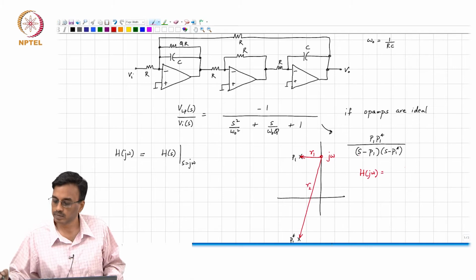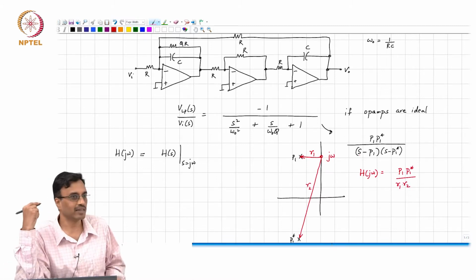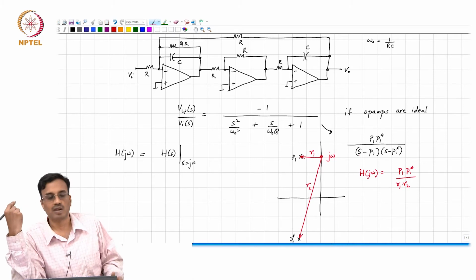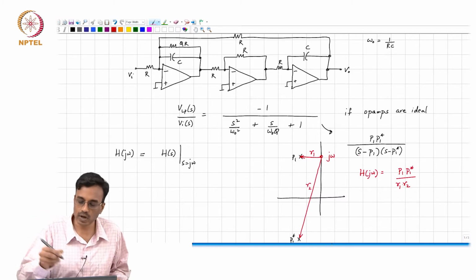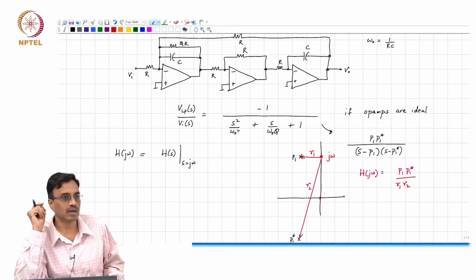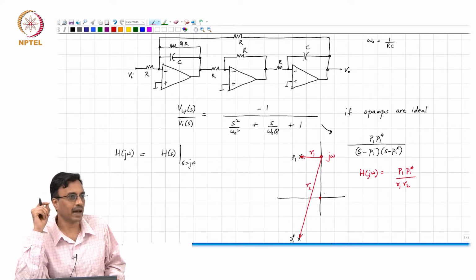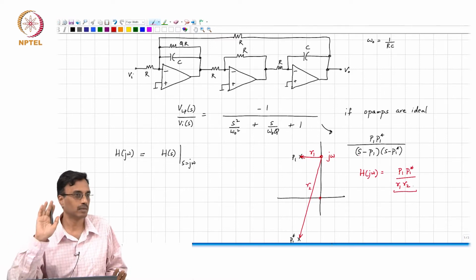simply mod P1 squared by R1 R2, right. You have seen this in your earlier classes multiple times. So, in effect, when we are plotting H of j omega, what we are actually doing is starting at the origin and going along the j omega axis. At each point on the j omega axis, you draw these arrows R1 and R2 and compute this.